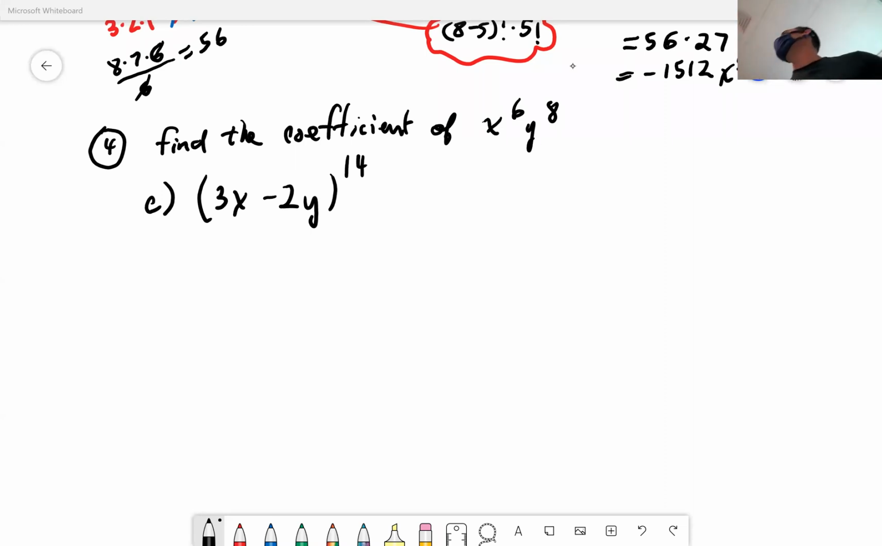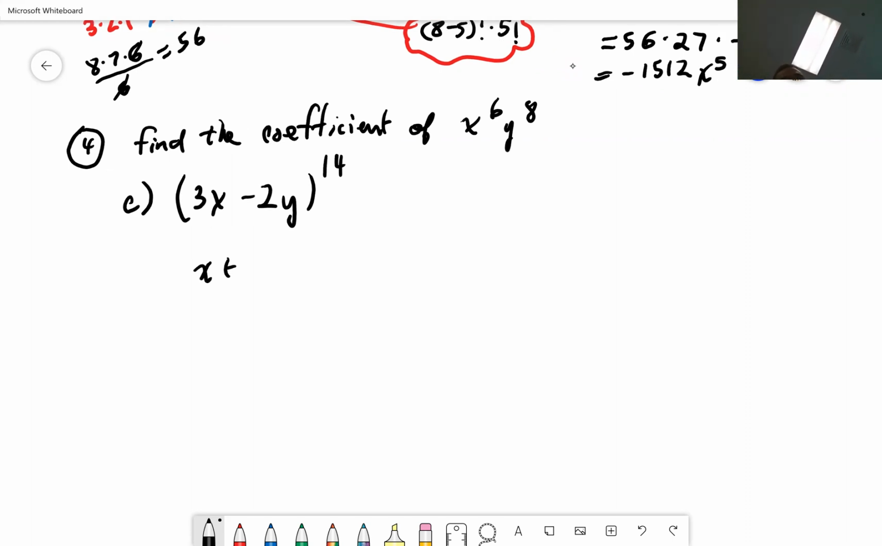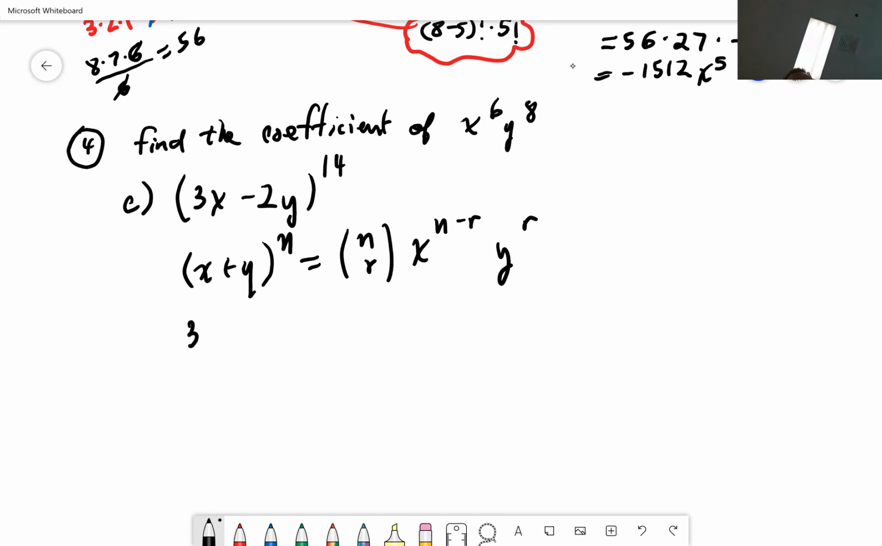Okay, so let's do this problem together. So what you need to realize is the way I do this is I always write under it x plus y to the n, and I write nCr, I write x to the n minus r, and I write y to the r. I always do that. So now when I do this question and I want to find x to the 6th, y to the 8th, I just write 3x minus 2y like this to the 14.